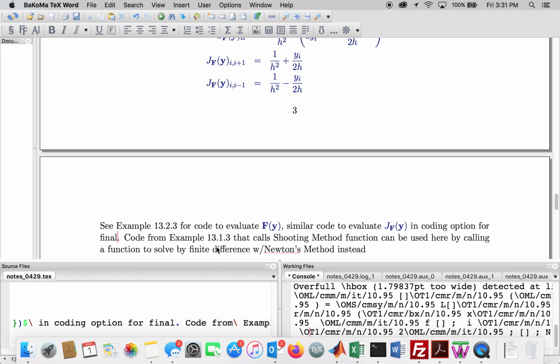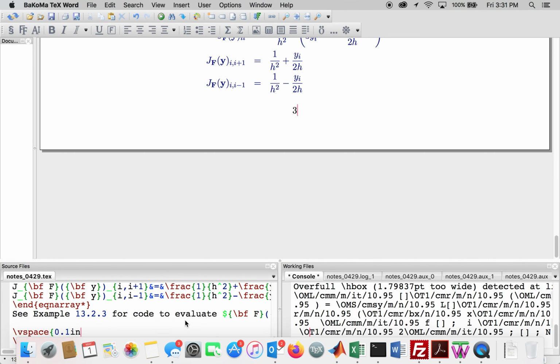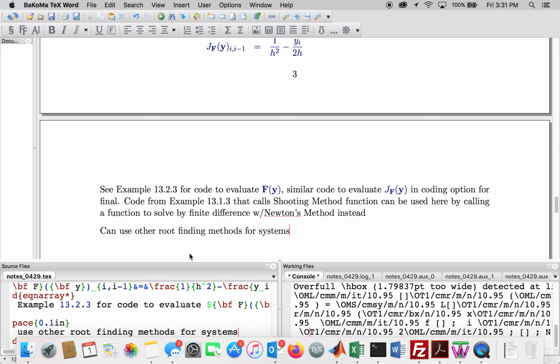Now the other thing worth mentioning is that here we've talked about only using Newton's method. You can use other root finding methods for systems. And when I say for systems, that means not bisection. Bisection method is good for one-dimensional problems. It doesn't generalize in any meaningful way towards solving systems of equations. But other methods like fixed point iteration, Newton's method, and secant method do have generalizations.